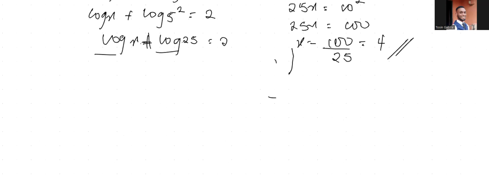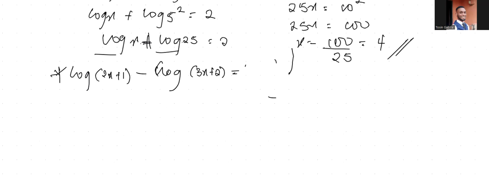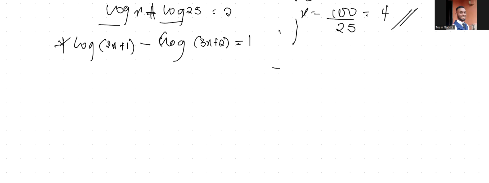All right, let's move ahead. Now let's say that we also have log of 2x plus 1 minus log of 3x plus 2, which is equal to 1. So this is what we have. This is a subtraction sign, right? So what that means is going to be division.